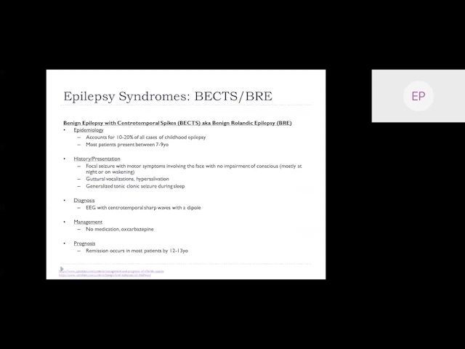BECTS, or BRE, benign epilepsy with centrotemporal spikes, also known as benign Rolandic epilepsy, is also relatively common. Patients with this epilepsy type will report focal seizures at night and motor symptoms involving the face with no impairment of consciousness. And the kind of things that they'll describe is someone next to them will say that they're making funny sounds, or they're having hypersalivation, or their eyes twitching. Sometimes the patient will just say all of a sudden they couldn't speak, or their mouth was doing funny things. And again, these are happening mostly at night.